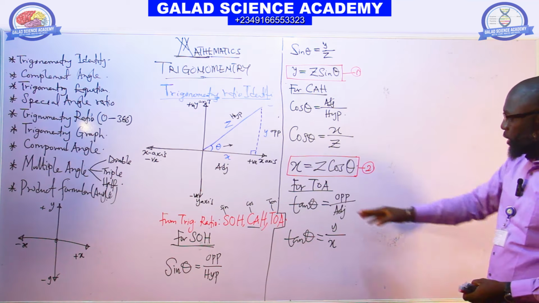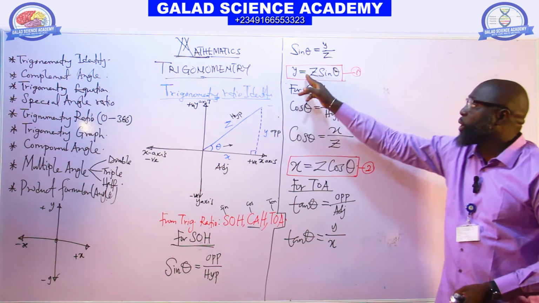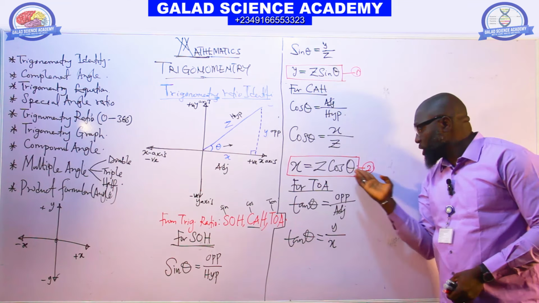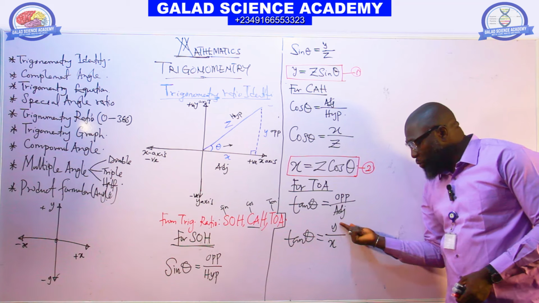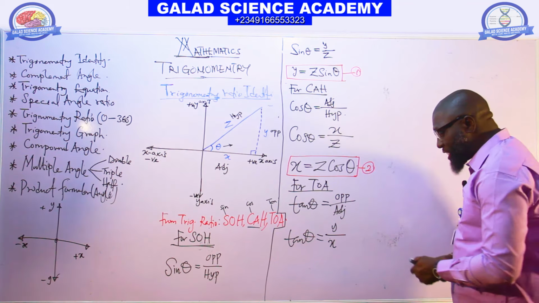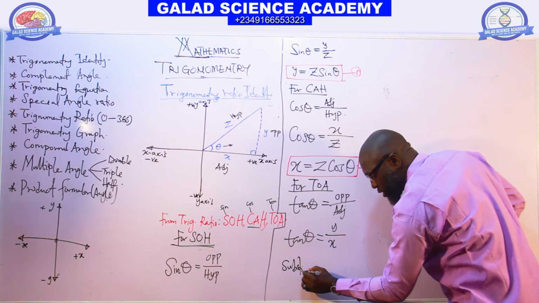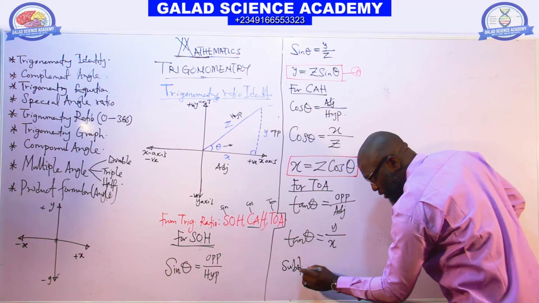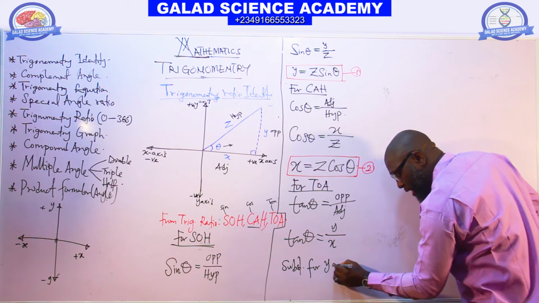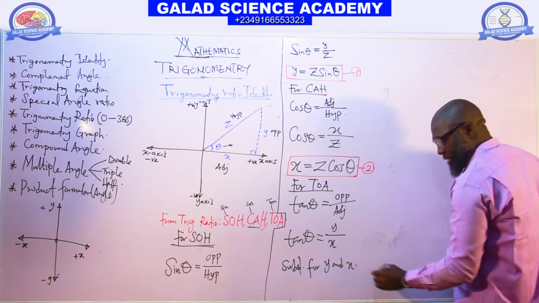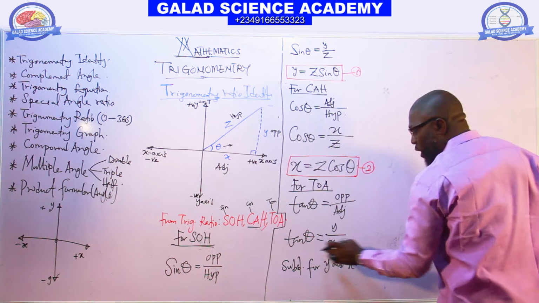Now check these first two equations. Equation 1 gives us y as z sine theta, and equation 2 gives us x as z cos theta. We now substitute for y and x from equation 1 and equation 2.